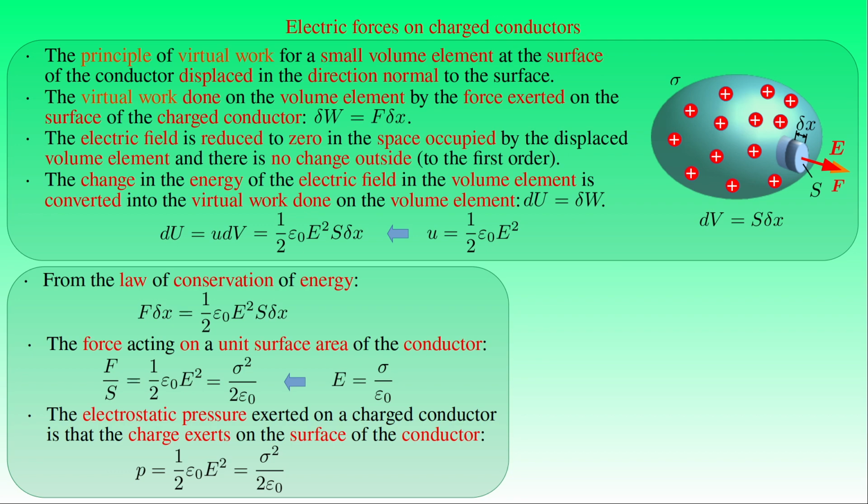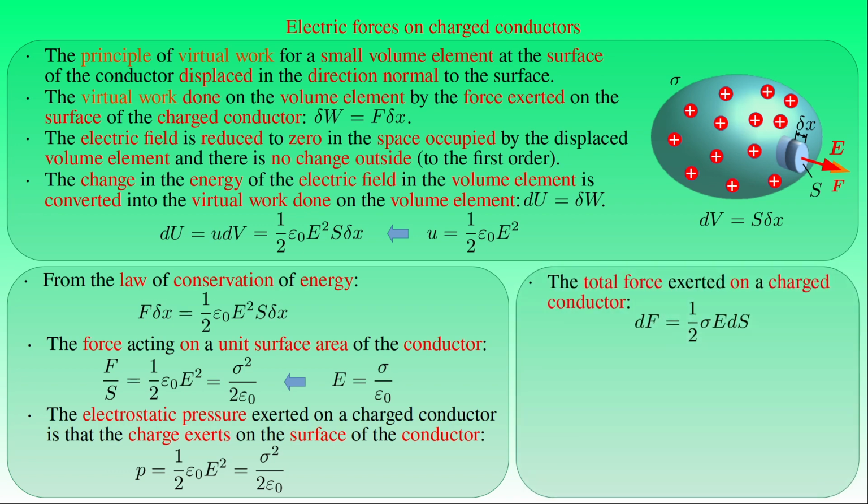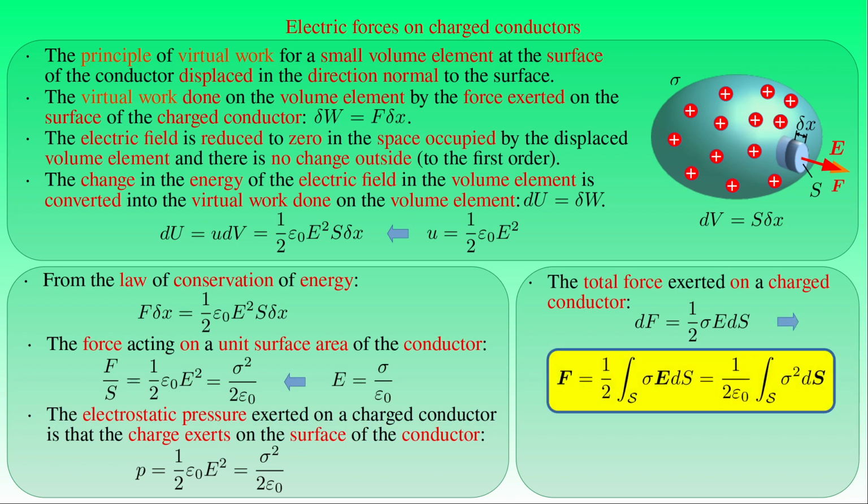We note that the formula obtained for the infinitesimal force, stating that dF is equal to 1/2 times sigma times E times dS, can be integrated over the whole surface of the charged conductor. Then the net force F on a charged conductor is given by 1/2 times the surface integral of the surface charge density sigma times the electric field strength E over the surface S of the conductor, or 1/(2 epsilon naught) times the surface integral of sigma squared over the surface S.